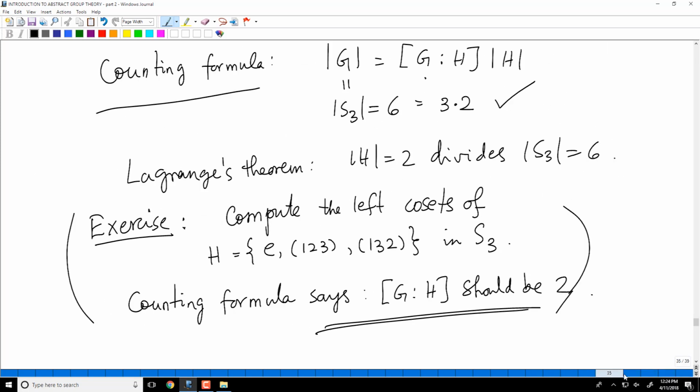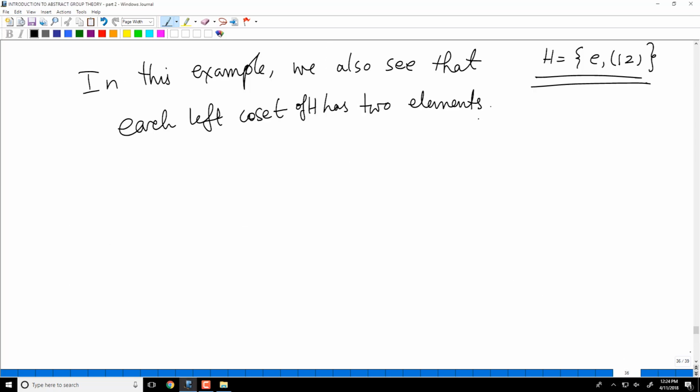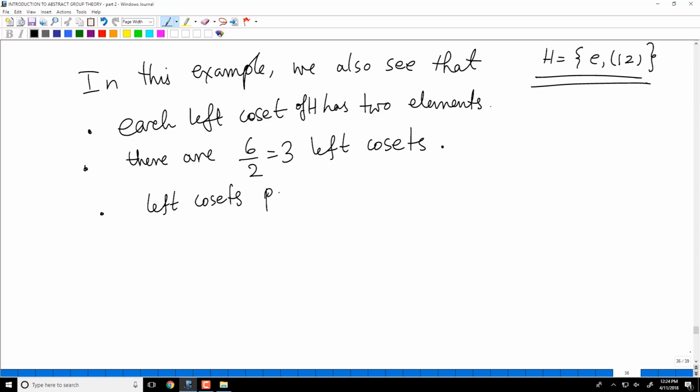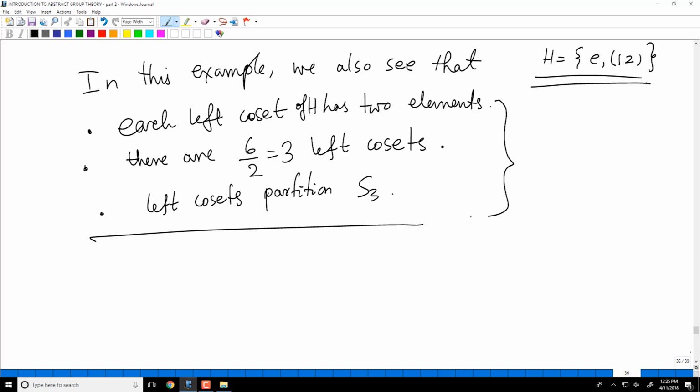And there are 3 left cosets. Each coset has 2 elements. There are 6 divided by 2 equal to 3 left cosets. Again, this is the counting formula, right? The number of cosets is the number of elements in the group divided by the number of elements of the subgroup. There are 3 left cosets, and left cosets partition the group. This also we saw. So all 3 properties that we proved in general, we have illustrated them in this example.